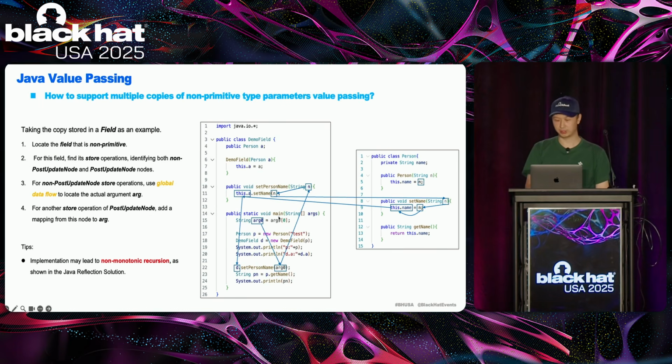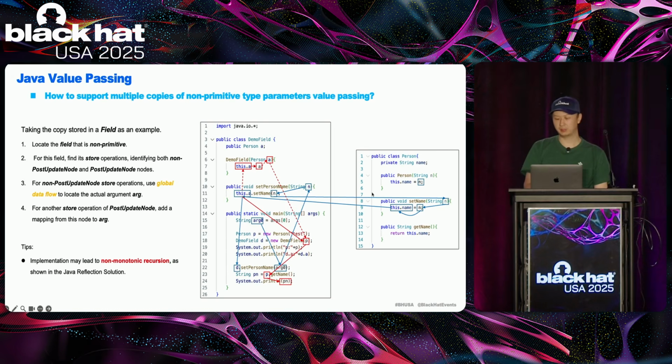And here's our solution. So first, we have to locate the field, which is of a non-primitive type. And in this example, it corresponds to field A. For this field, find its store operations, identifying both a non-post update node and a post update node. So in this example, it corresponds to line 7 and line 11. Line 7 is a non-post update node, while line 11 is a post update node.